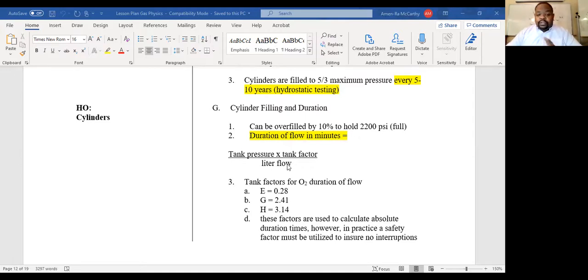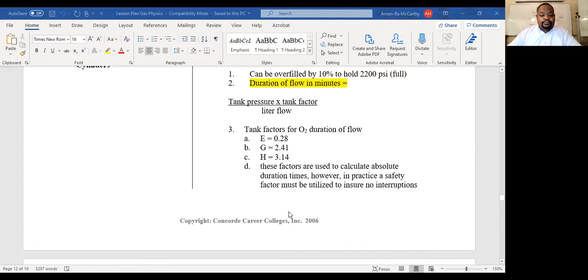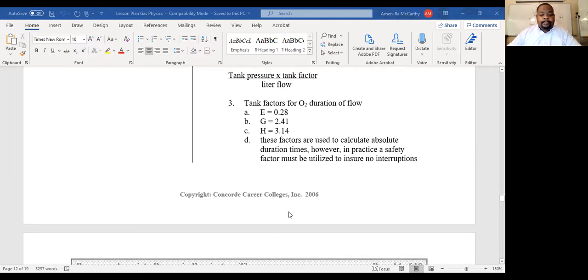So the liter flow is whatever the doctor said to put them on, okay? Now, the factors are: E cylinder is 0.28, a G cylinder is 2.41, and the H cylinder is 3.14, okay?